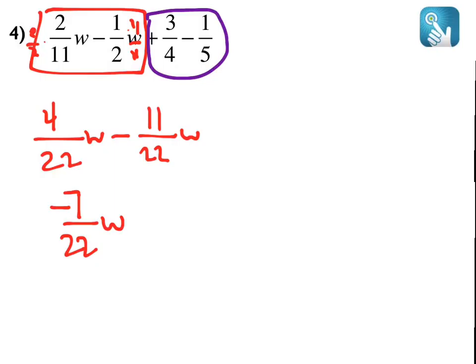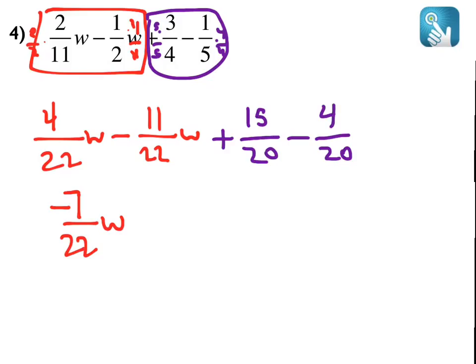Now for the constants, I have positive 3/4 minus 1/5. What's the LCD of this part? What is it? 20. So I'm going to go ahead and write that over here. They will both want to be 20. The first fraction I need to multiply by what to make the bottom 20? 5. Good. This is times 5 times 5, and this will be times 4 and times 4. So this will give me 15 over 20 and 4 over 20. What's 15 minus 4?